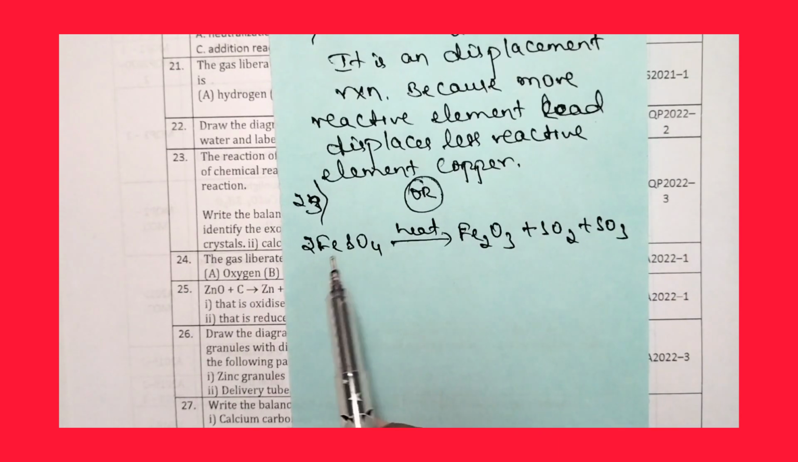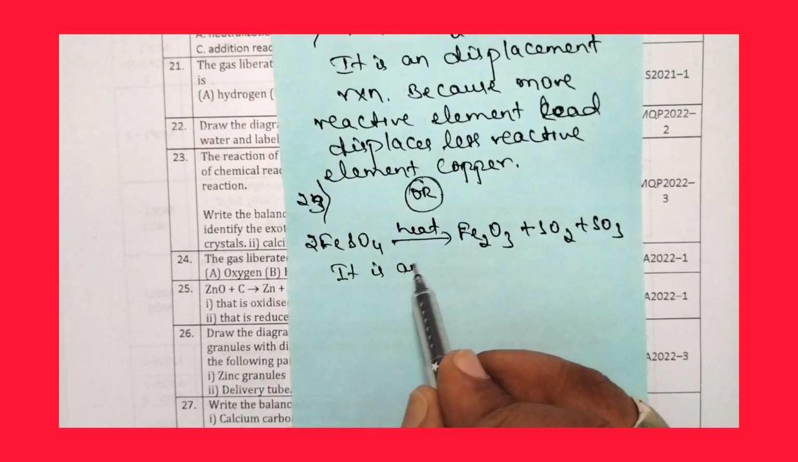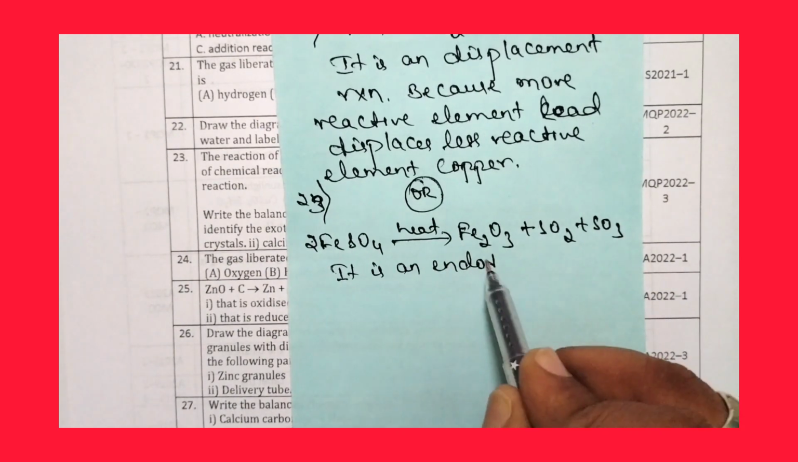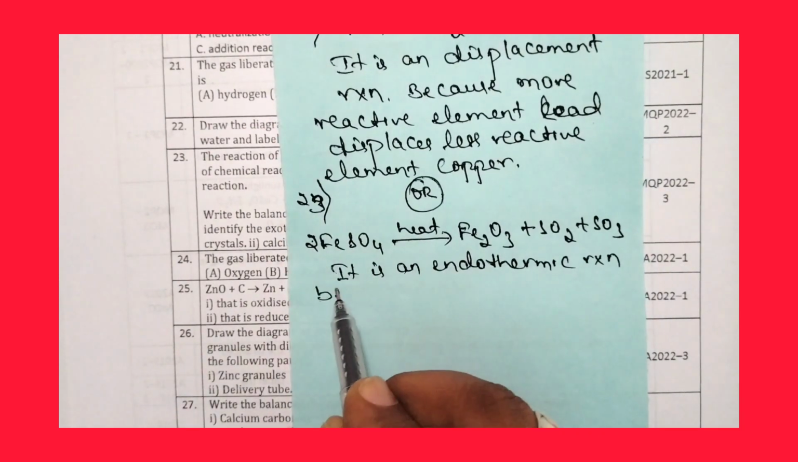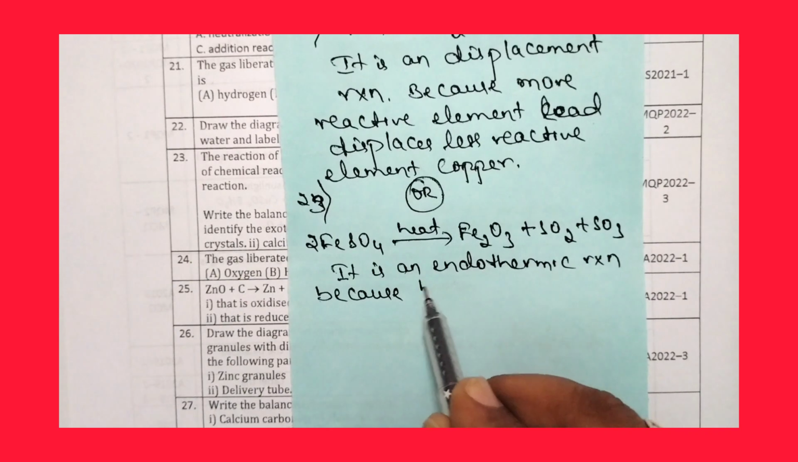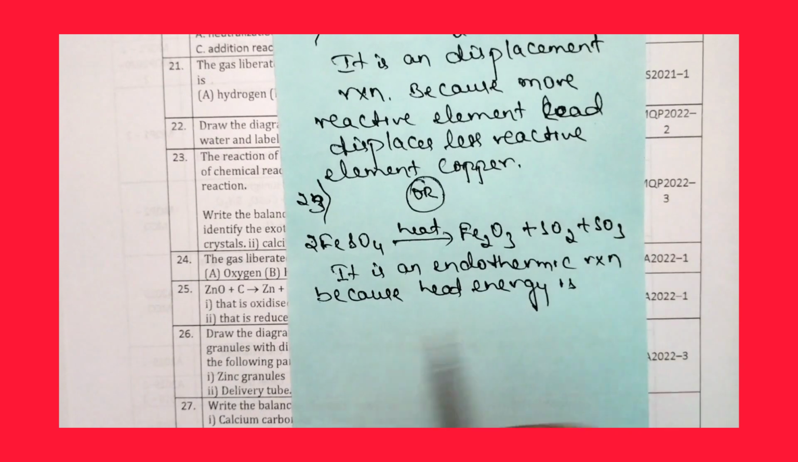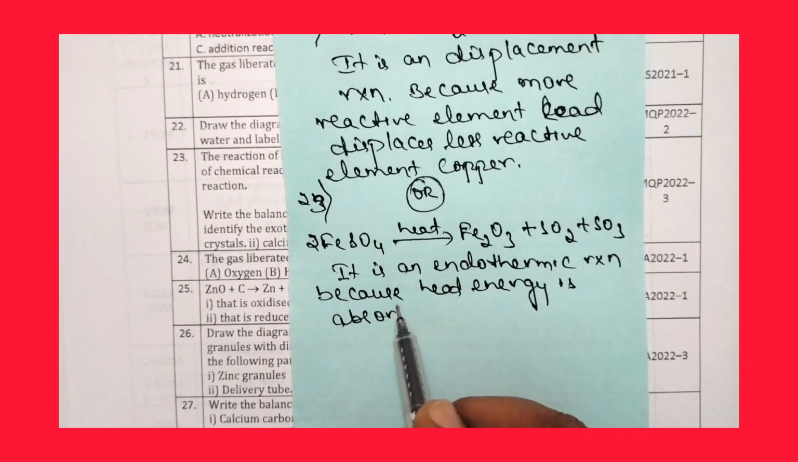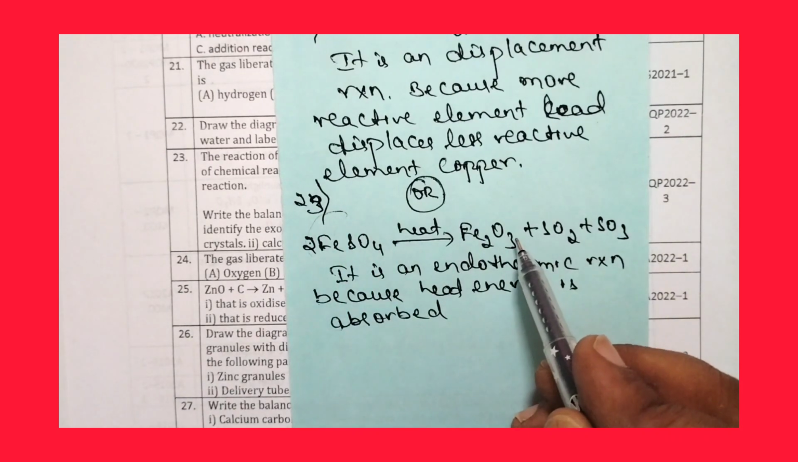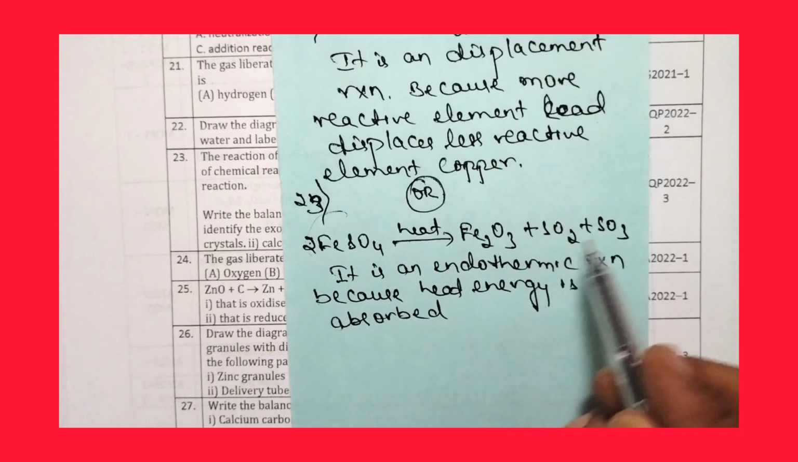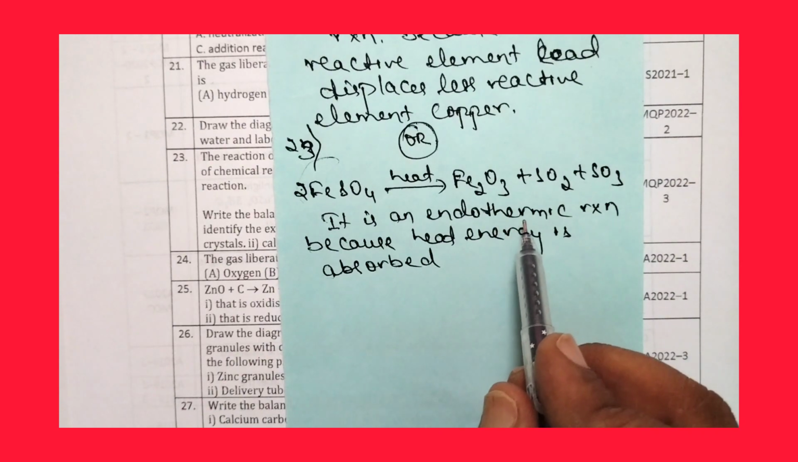Okay, so it asks whether this is exothermic or endothermic. It is an endothermic reaction because heat energy is absorbed. Who will absorb the heat energy? Ferrous sulfate. This ferrous sulfate will absorb the heat energy and decompose to ferric oxide, sulfur dioxide and sulfur trioxide. So it is an example of an endothermic reaction.